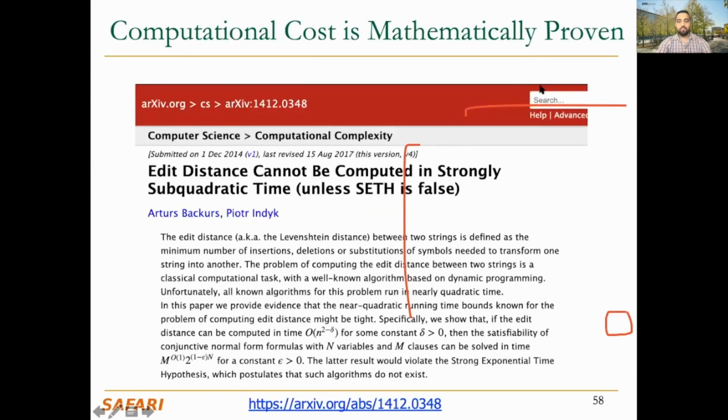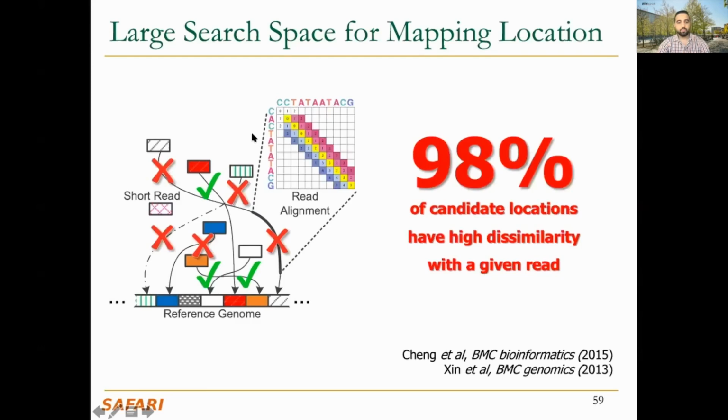And this is the mathematical analysis showing the algorithm cannot be done in strongly subquadratic time. I cannot do better than this. If we also do the analysis, once we do the seeding or the seed-hits query with the database, I find 98% of candidate locations have high dissimilarity with a given read. So most of the time I'm doing the similarity check using a dynamic programming algorithm, I end up with dissimilar sequences. So I flush out all these results and I don't reuse them because they don't have significant information.